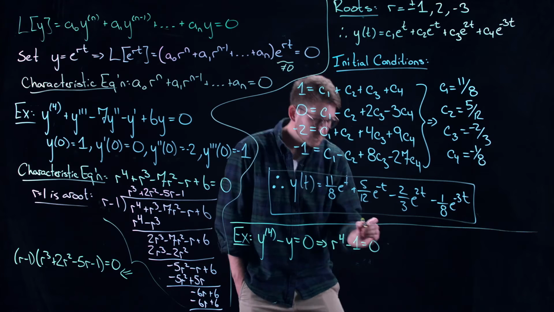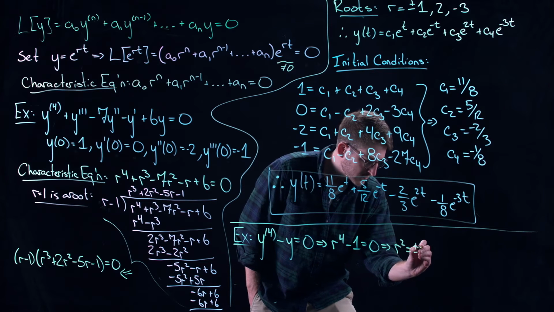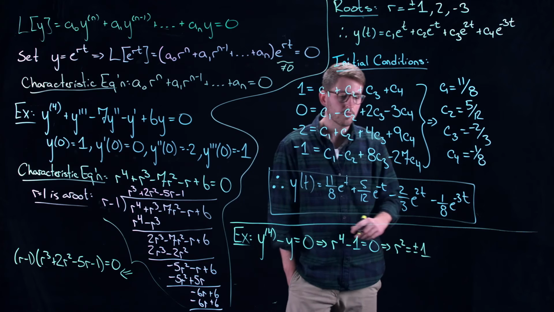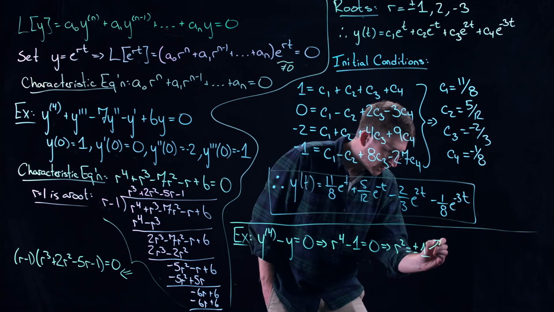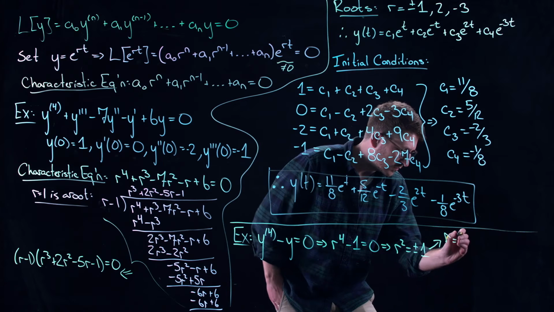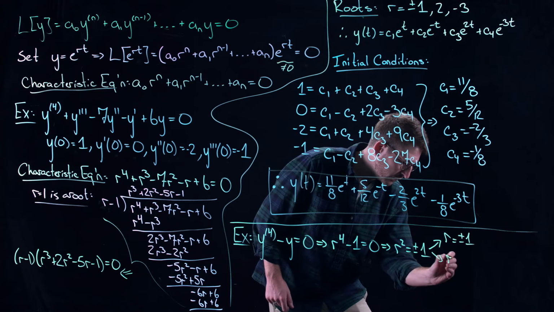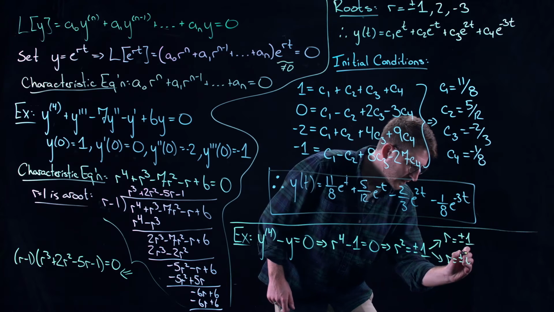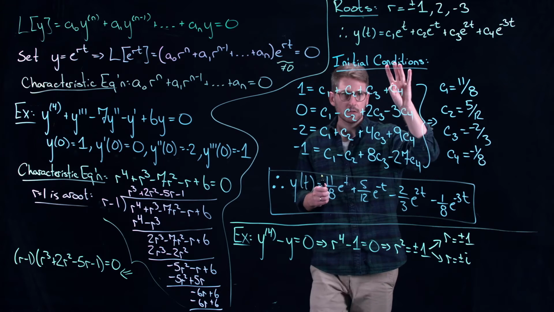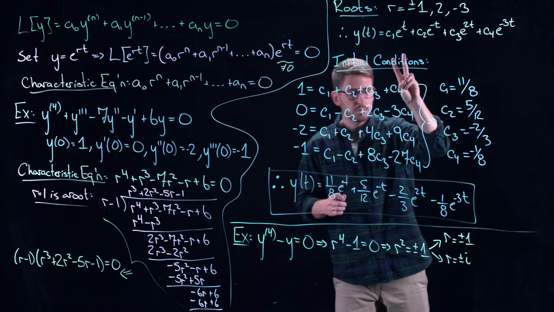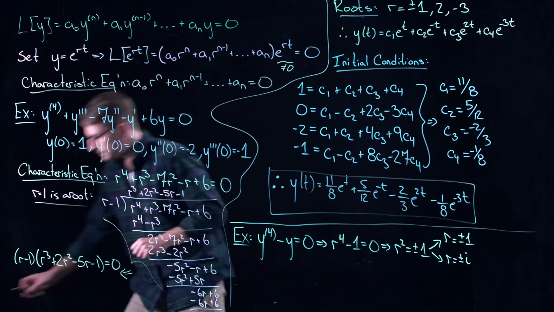So in this case, this gives me r squared is equal to plus or minus 1, right, after taking one square root. And then taking the square root of the positive 1 gives me r is equal to, again, plus or minus 1. Taking the square root of the negative 1 gives me plus or minus i. So I have 4 roots, 2 real, plus or minus 1, 2 imaginary, plus or minus i.